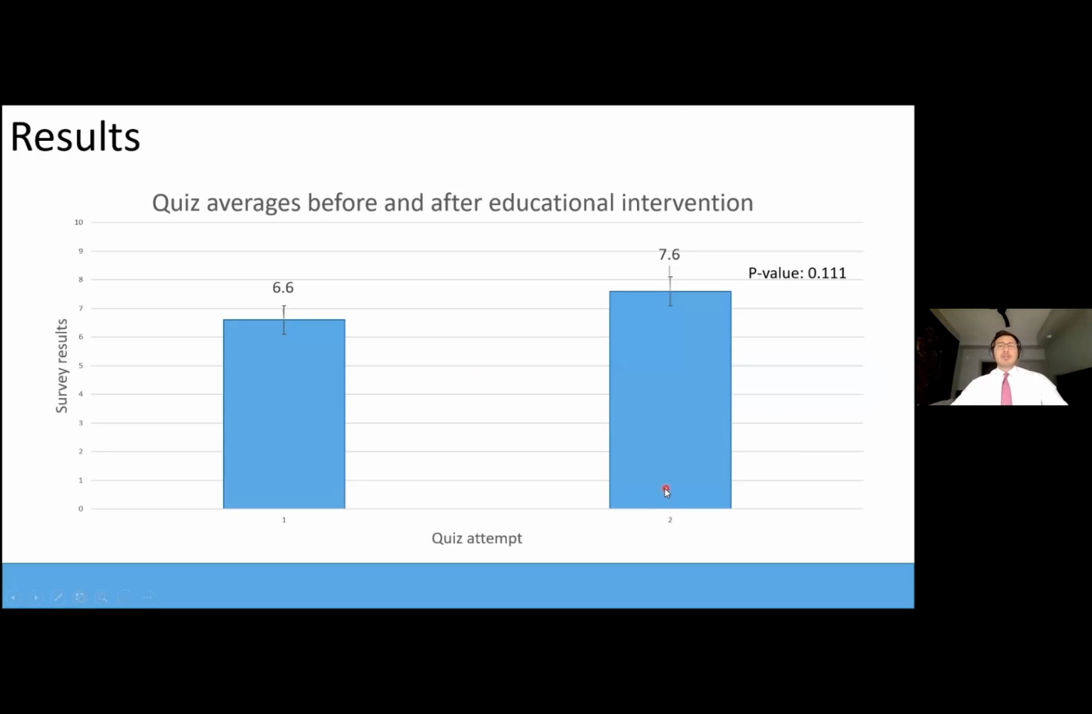And so for our results, we saw the quiz averages before and after the educational intervention. This bar here represents the first quiz attempt before the intervention, and the second one represents it afterwards. We see that there was a slight overall increase in the average score, but the p-value that we received showed that it wasn't significant, and that was most likely due to the smaller sample size.